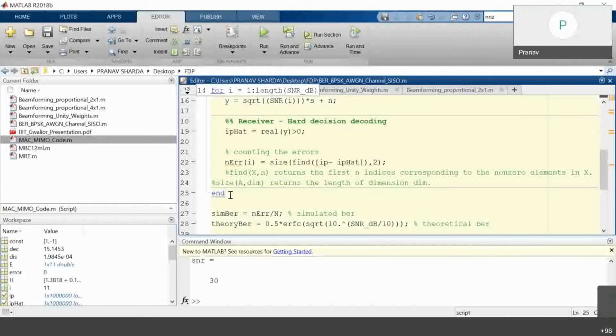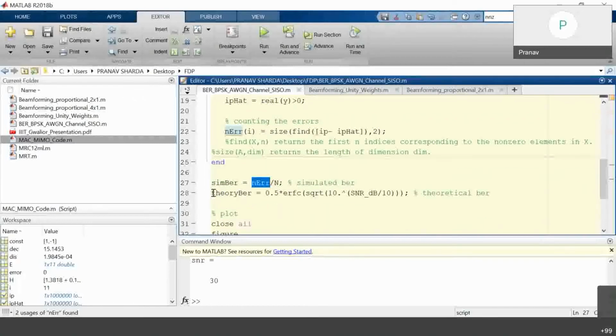So this for loop ends. You can see this for loop was meant for the different SNR values, right? So for a particular SNR value, we are counting the number of errors, right? Now, in line number 27, whatever errors we have counted, we divide by the total number of symbols that were transmitted, and it corresponds to the average simulated BER. So whatever errors we counted, we divide by the total number of transmitted bits. So we get the average BER, right?